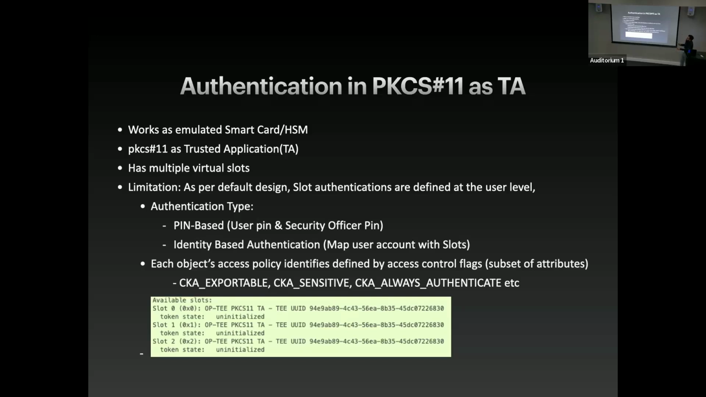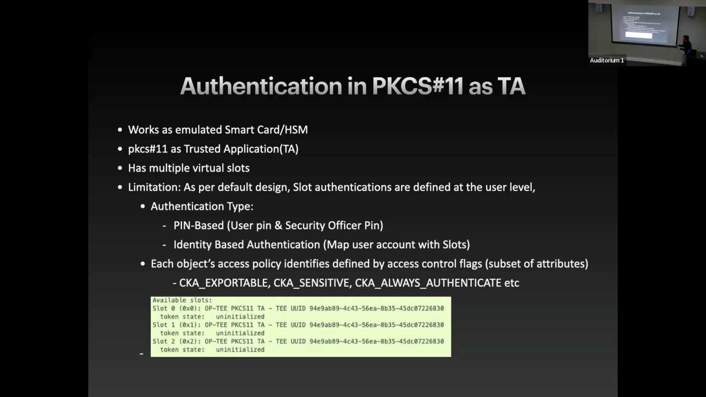The second one is the object access policy. Each object carries a set of flags. These flags are nothing but attributes, a set of attributes. These attributes define what operations you can do on the particular object. For example, if you mark an object as exportable, you can export that object. You need to set this carefully because if a private key is set as exportable, then they can export the private key.